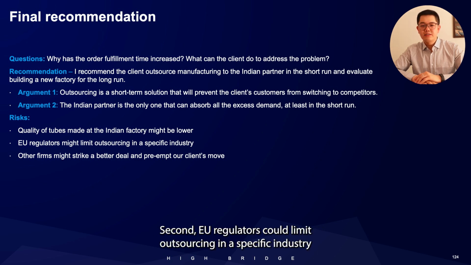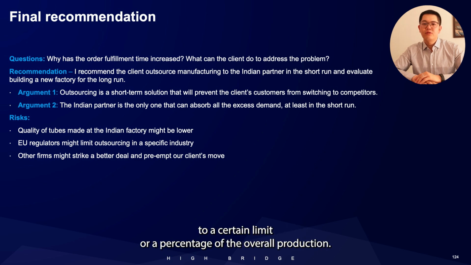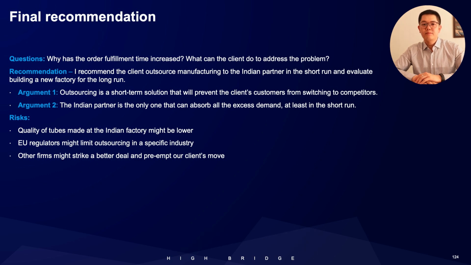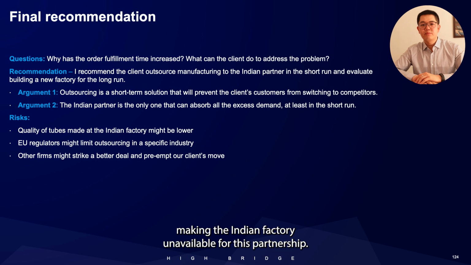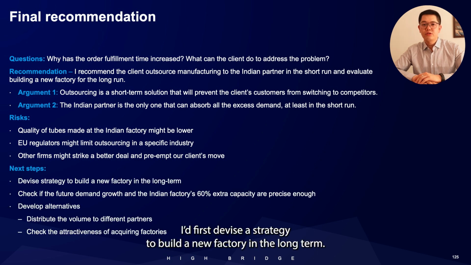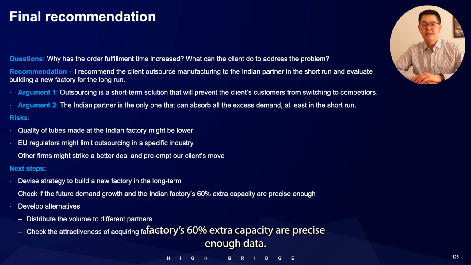Second, EU regulators could limit outsourcing in a specific industry to a certain limit or a percentage of the overall production. Third, other firms could make a better deal and preempt our client's move, making the Indian factory unavailable for this partnership. For next steps, I'd first devise a strategy to build a new factory in the long term. Second, I'd check if the future demand growth and the Indian factory's 60% extra capacity are precise enough data. And lastly, I'd develop alternatives in case they are necessary, such as distributing the volume to different partners or checking the attractiveness of acquiring other factories.